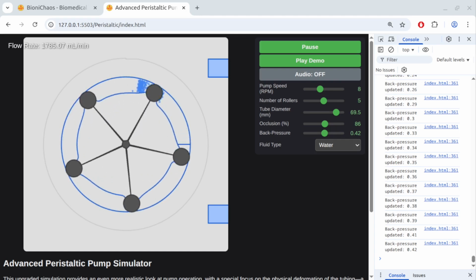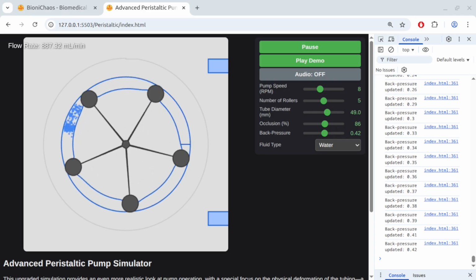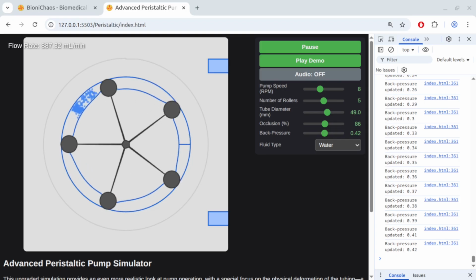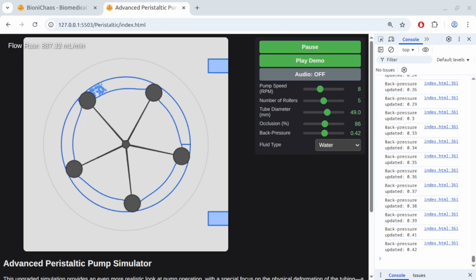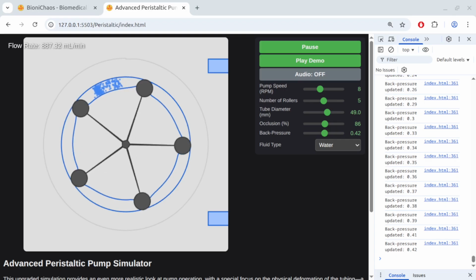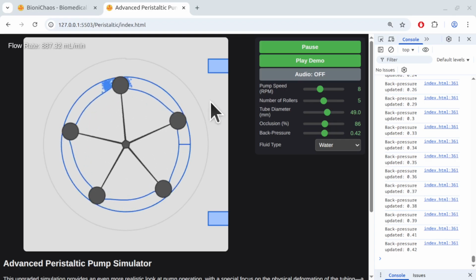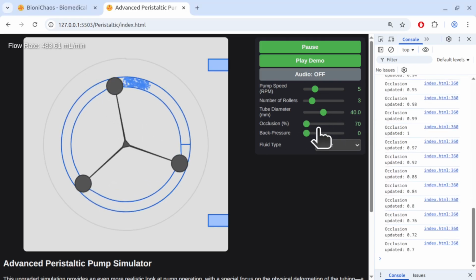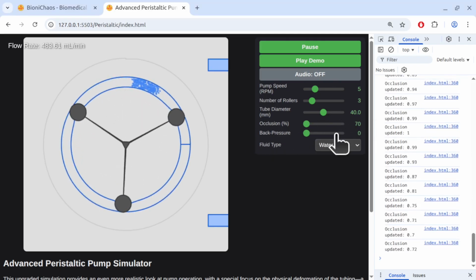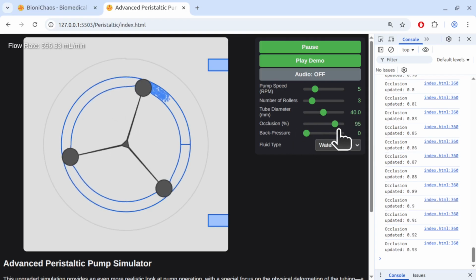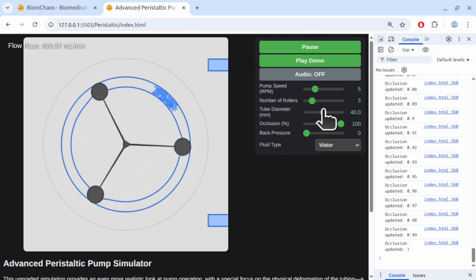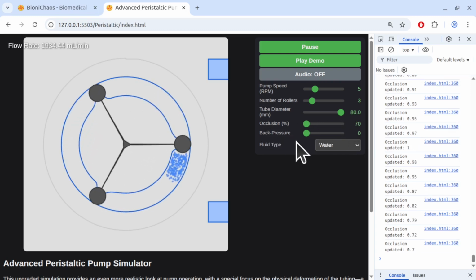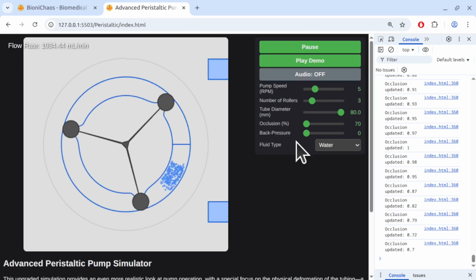Okay, so the developer is saying the issue I'm observing suggests that the occlusion value is being updated numerically but isn't being applied to the visual rendering logic for the tube compression. You're right. The developer's note in the console indicates that while the occlusion value itself is being updated in the background, this change isn't visually reflected in how the tube is rendered on screen. So even though the numerical value for occlusion might be changing, the visual representation of the tube's compression isn't keeping up. Okay, and so it did make some changes, but obviously not good enough.